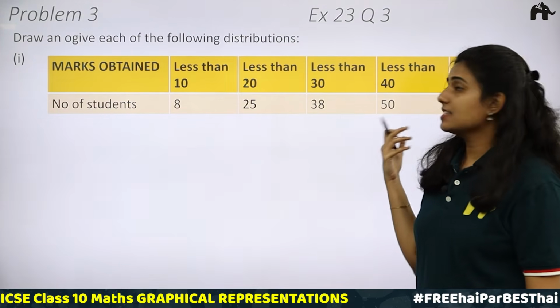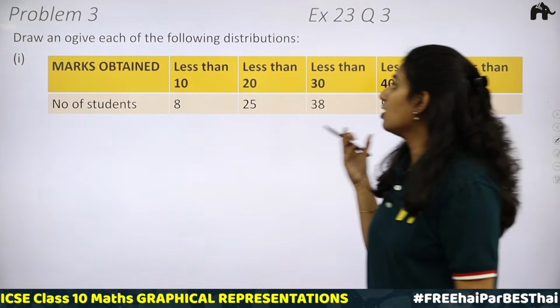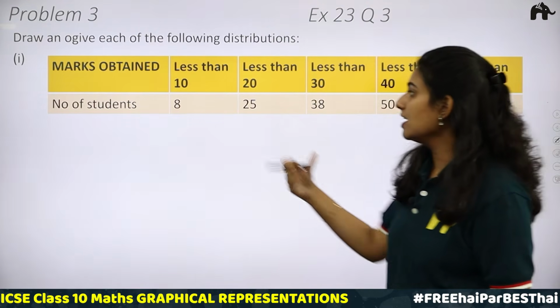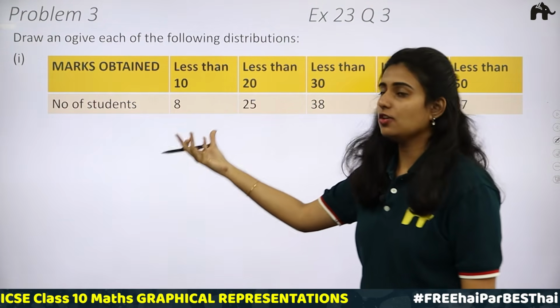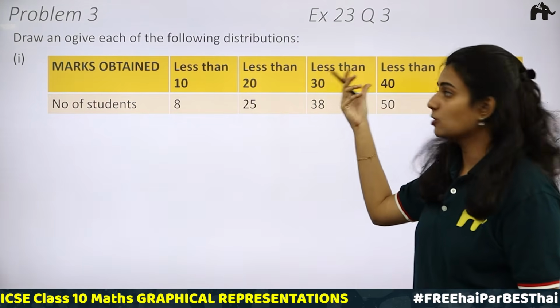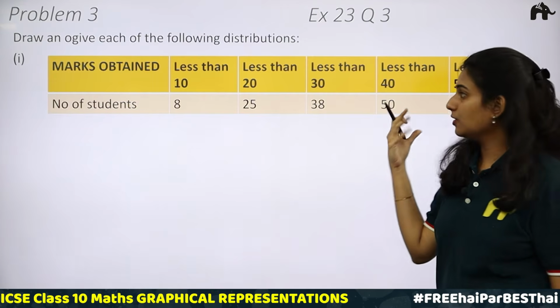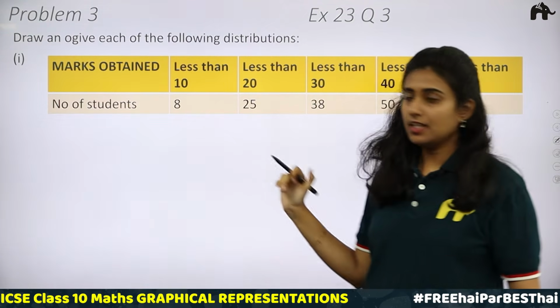Problem number 3. Question 3 of exercise 23. Draw an ogive for each of the following distributions. Marks obtained is given and number of students is given. Here you have to note the interval is not given. What is given? Less than 10. The exam is conducted for 50.